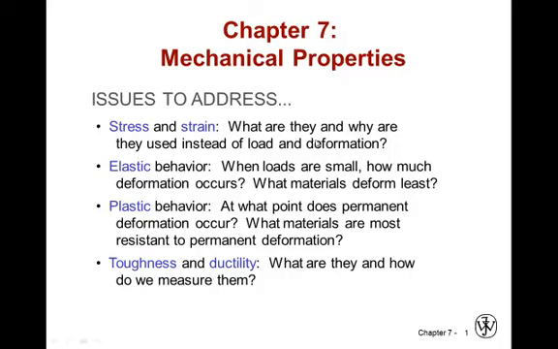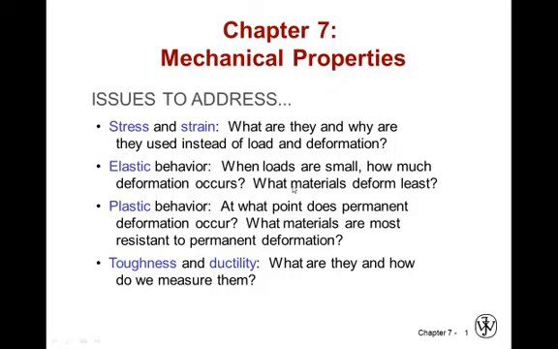And why are they used instead of load and deformation? Very important question. We'll get into it and use them extensively. Elastic behavior and plastic behavior. Elastic behavior is the stretching, whereas plastic behavior is the permanent deformation.